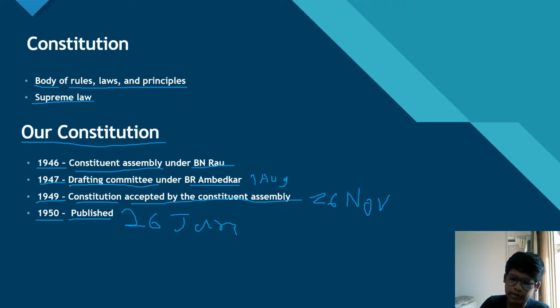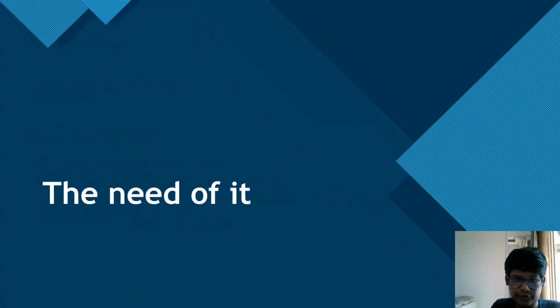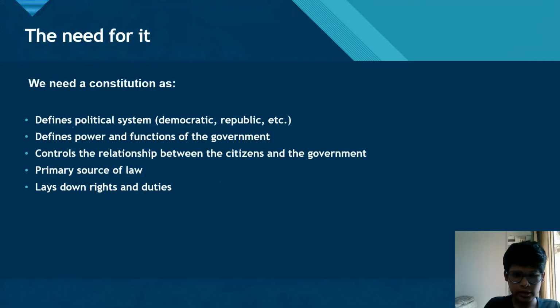Okay, so now let's go on with the need of our Constitution. We need a Constitution as it defines the political system as democratic or republic. Then it defines the powers and functions of the government. Then it controls the relationship between the citizens and the government. These are some important points there. Then it is the primary source of law.